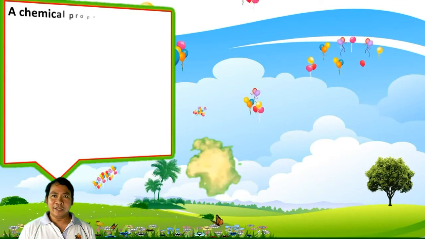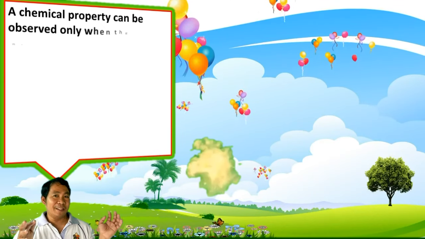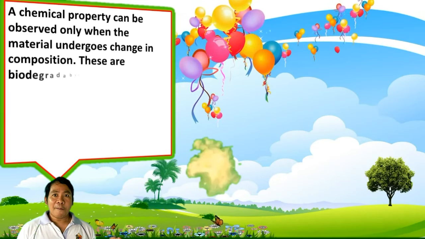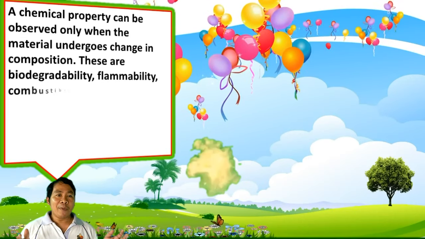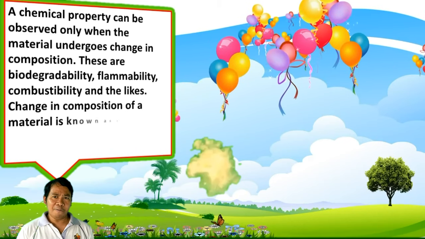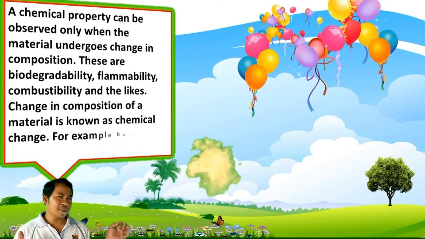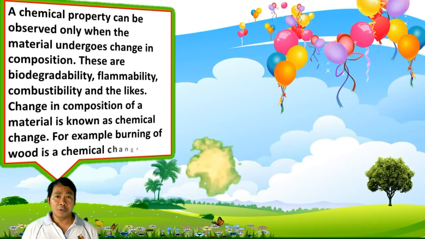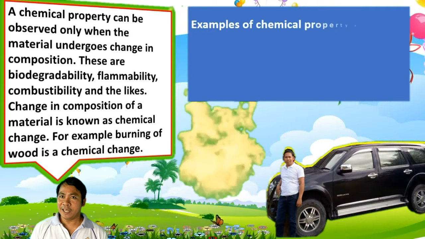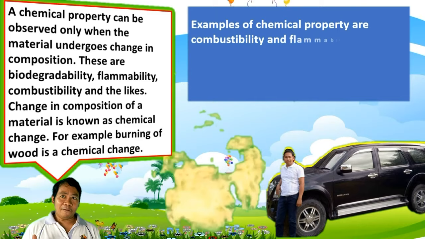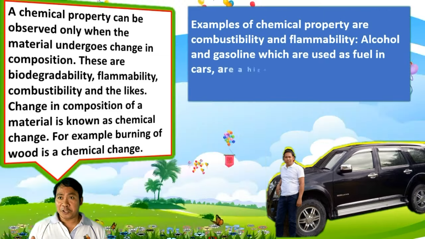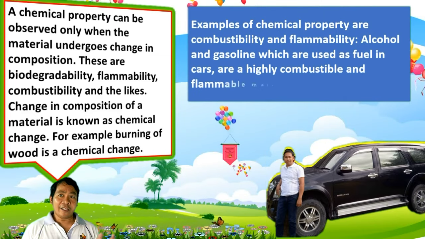A chemical property can be observed only when the material undergoes a change in composition. These are biodegradability, flammability, combustibility, and the likes. Change in composition of material is known as chemical change. For example, burning of wood is a chemical change. Examples of chemical properties are combustibility and flammability. For example, alcohol and gasoline, which are used as fuel in cars, are highly combustible.